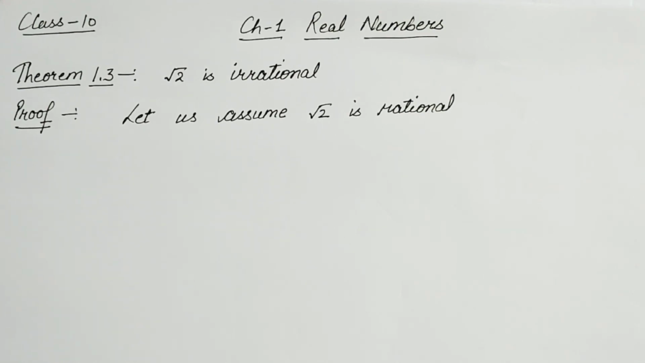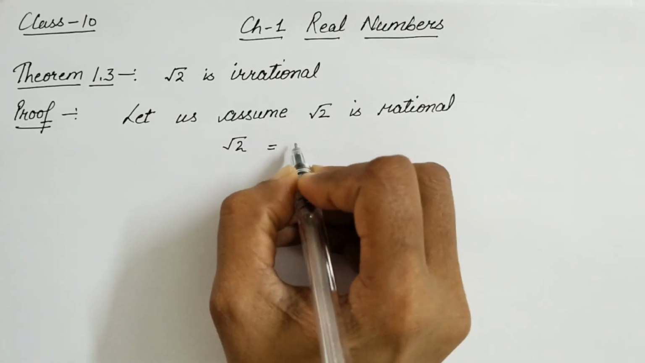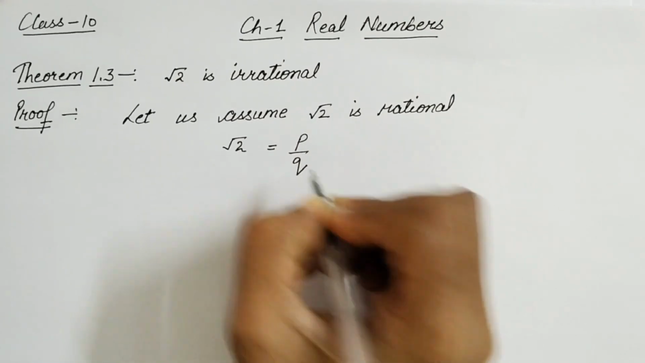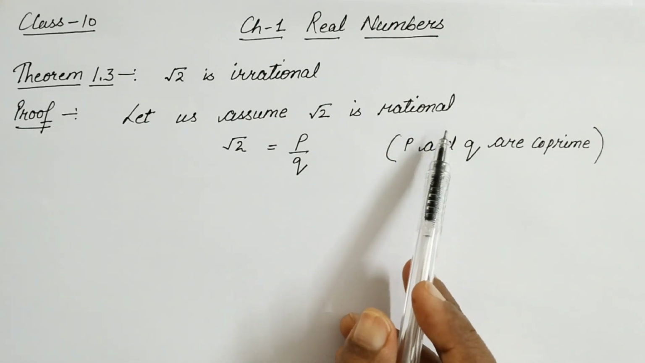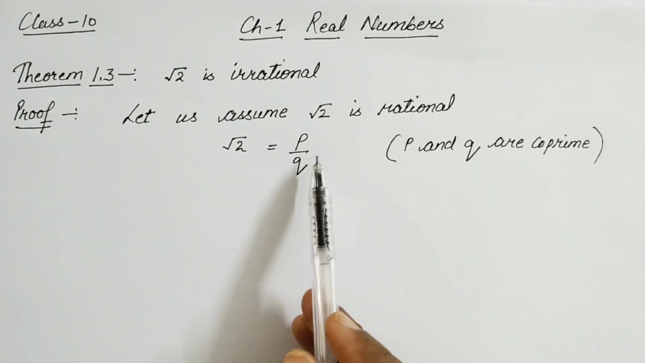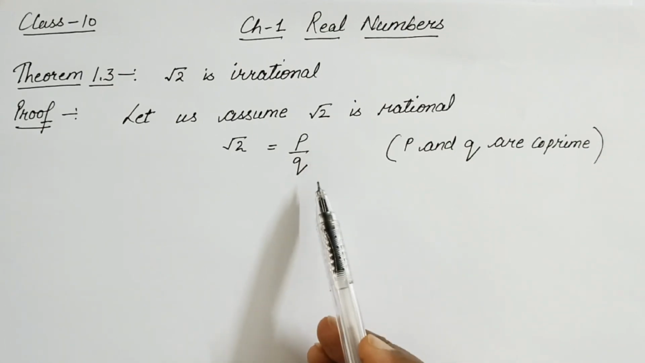So you already know the definition of a rational number. The numbers which are written in the form of p by q, where p and q are integers and q should not be equal to 0. So since root 2 is rational, I can write it in the form of p by q. Since we are saying root 2 is a rational number, we can write root 2 is equal to p by q, because rational numbers are the numbers which can be written in the form of p by q.